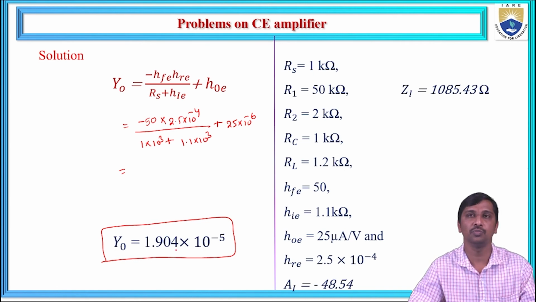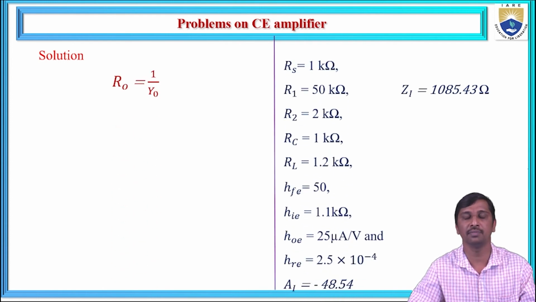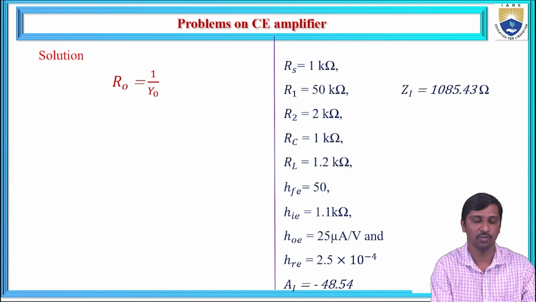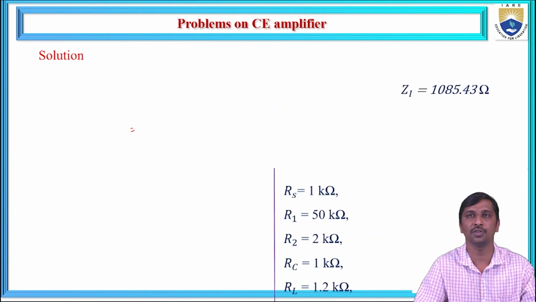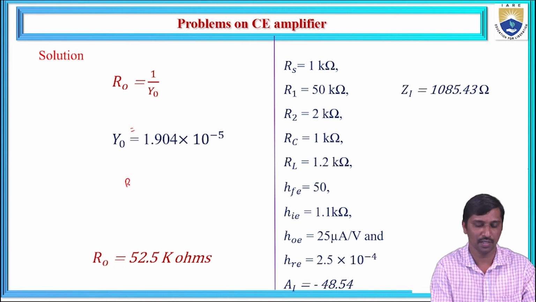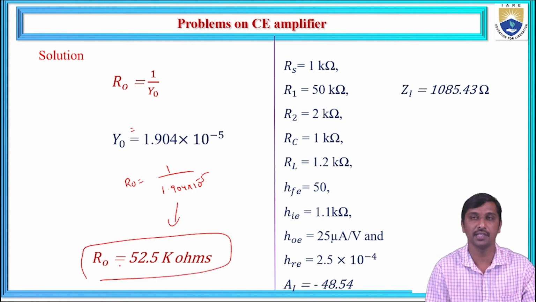So by using this output admittance, now I'm going to calculate the output impedance. We know that output impedance is the reciprocal of admittance. Hence the output impedance is the reciprocal of the output admittance, 1 by Y0. The Y0 value we observed just now is 1.904 into 10 to the power of minus 5, so I'm going to substitute this. R0 is equal to 1 by 1.904 into 10 to the power of minus 5. It gives that the R0 value is 52.5 kilo ohms.